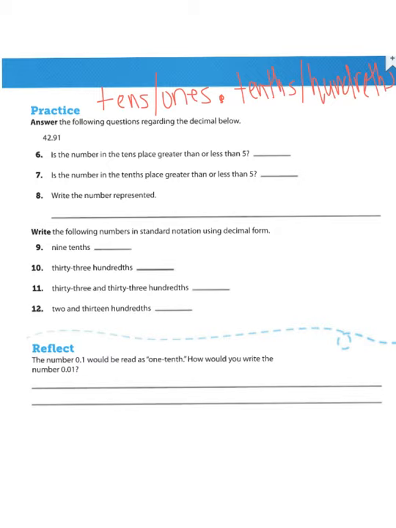So here we have 42.91. Number 6 says, is the number in the tens place greater than or less than 5? So they're looking for the number in the tens place. The number in the tens place would be that 4 right there. So think, is 4 greater than or less than 5? And my answer here would be less.